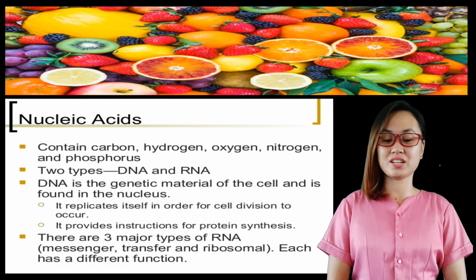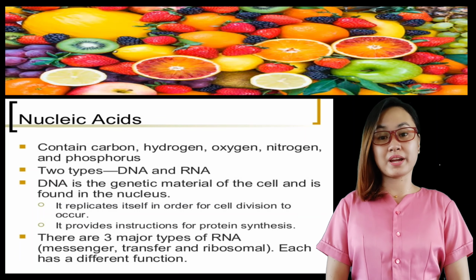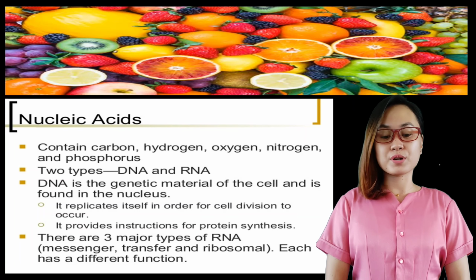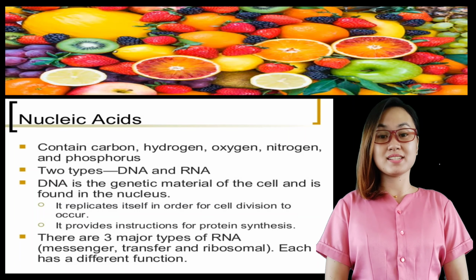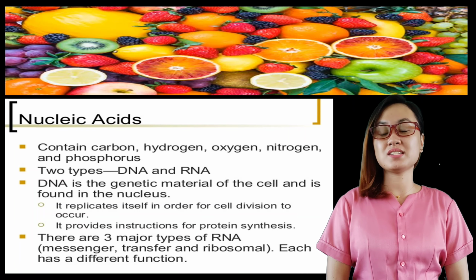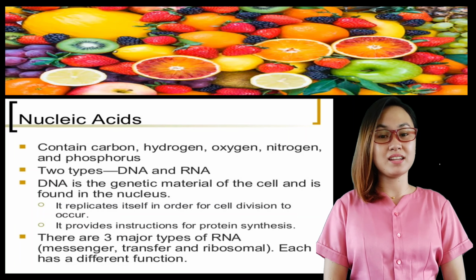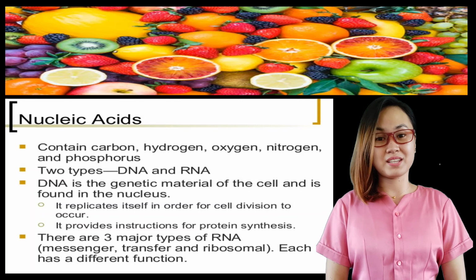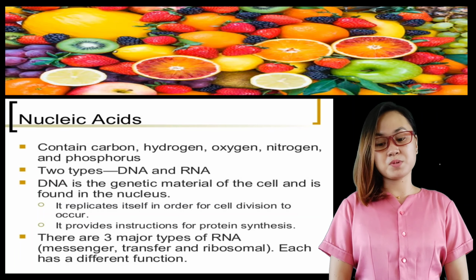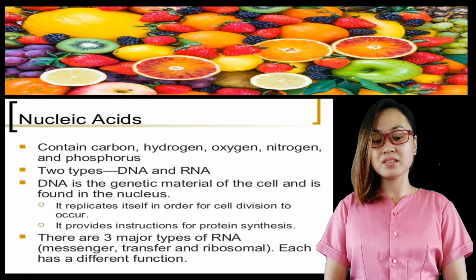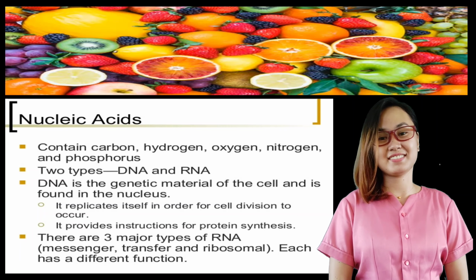The DNA is the genetic material of the cell and is found in the nucleus. It replicates itself in order for cell division to occur. It also provides instructions for protein synthesis. If we can still remember from biology, the double helix that holds the DNA is composed of protein. And the RNA has three major types, which are the messenger, the transfer, and the ribosomal. Each type has a different function.